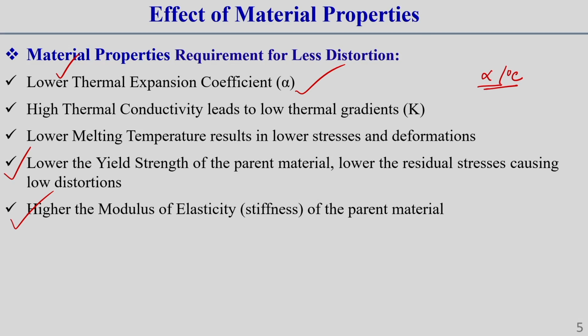So, what are the things we observe? Here you can see generally lower thermal conductivity, lower melting point and lower yield stress provide less deformation, as well as high thermal conductivity and high modulus of elasticity. So, high thermal conductivity and high modulus of elasticity give less distortion. This you should keep in mind.